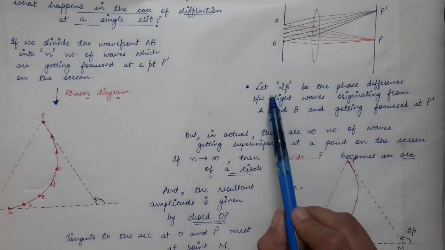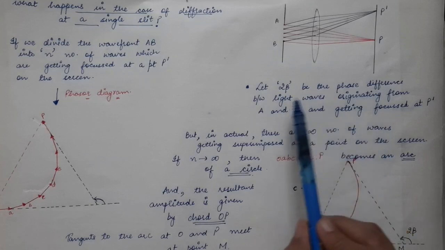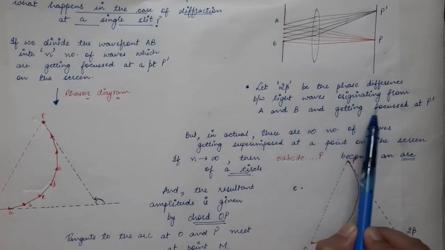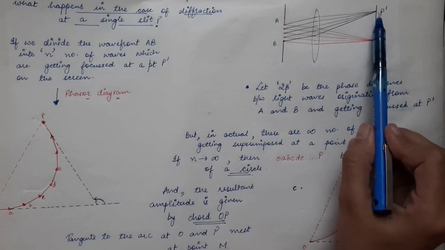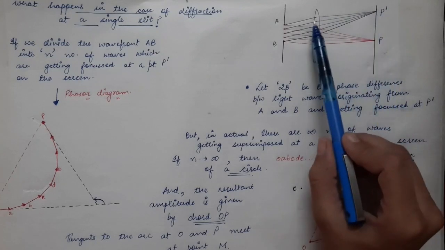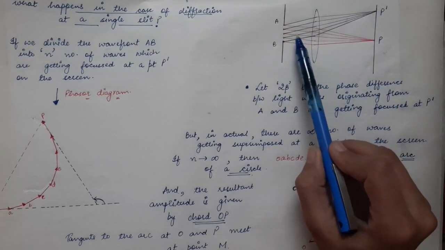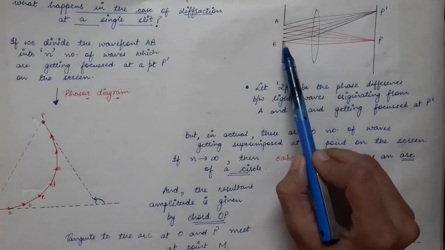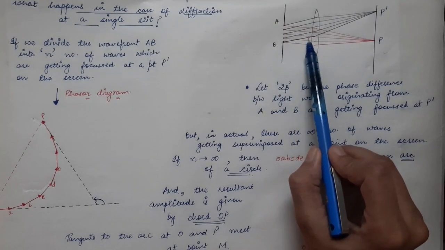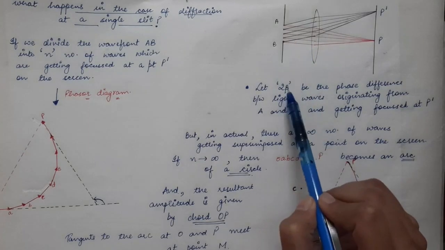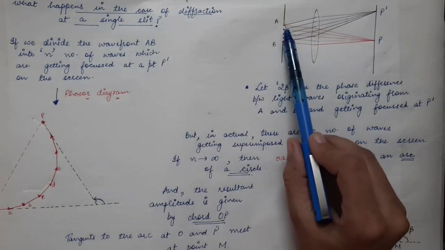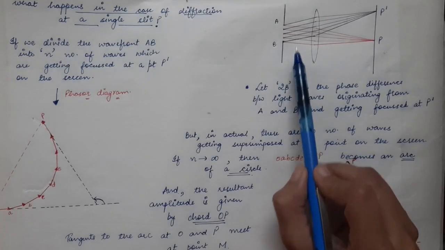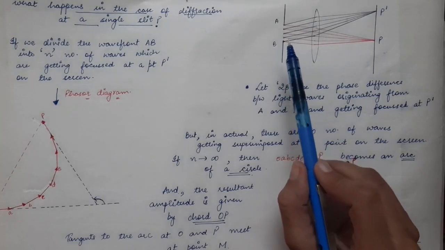So we will consider that 2 beta is the phase difference between the light waves originating from A and B, and they are getting focused at point P prime. We are just considering this P prime point. The light rays coming from A and B have a phase difference of twice beta, meaning the last wave coming from point B has a phase of 2 beta with respect to the first. That is what we mean by phase difference.